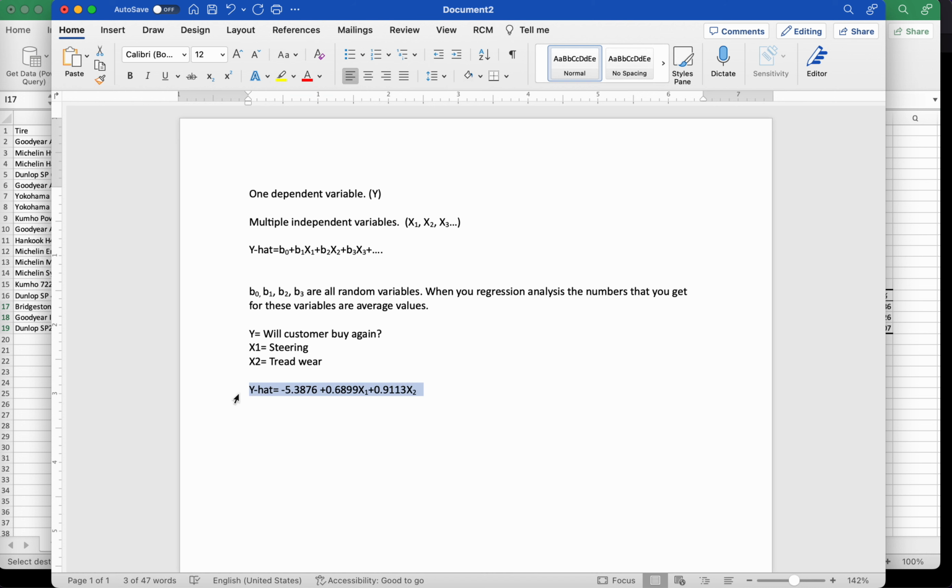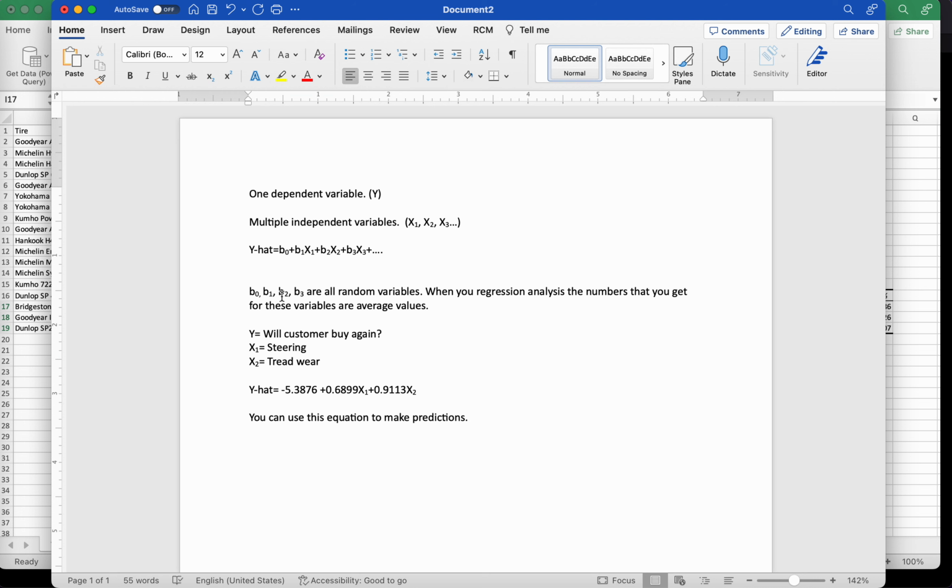What is the use of getting this equation? Like any regression analysis equation, you can make predictions about future things. Let's say a new tire comes out and you know what its steering and tread wear ratings are. Then you can use this equation to predict how likely it is that customers will buy that tire again. That's the main use of this equation. The coefficients also mean something, and we'll talk about that in a second. But the most important thing is you can use this equation to make predictions.